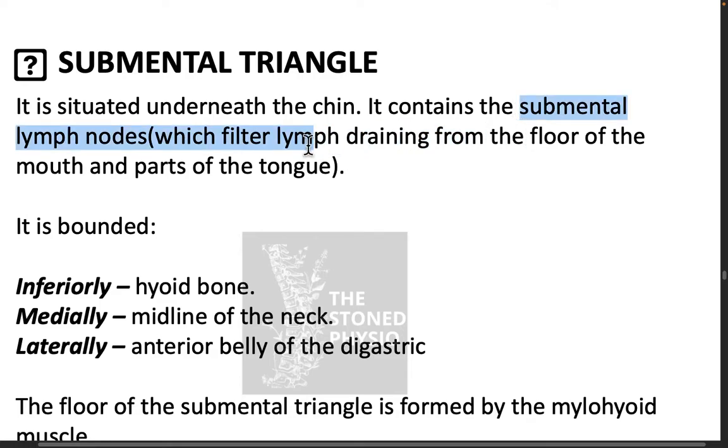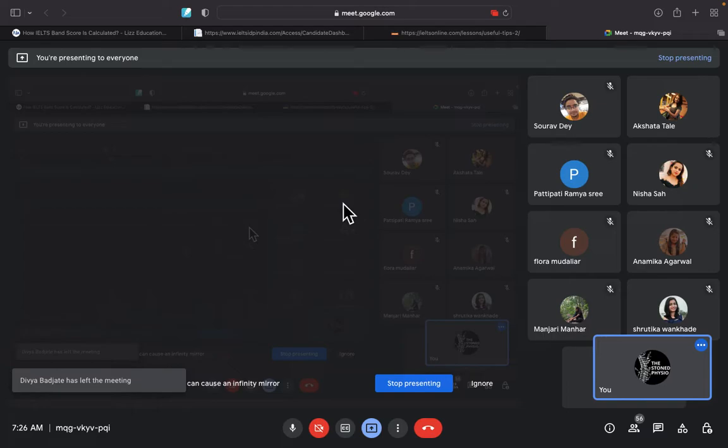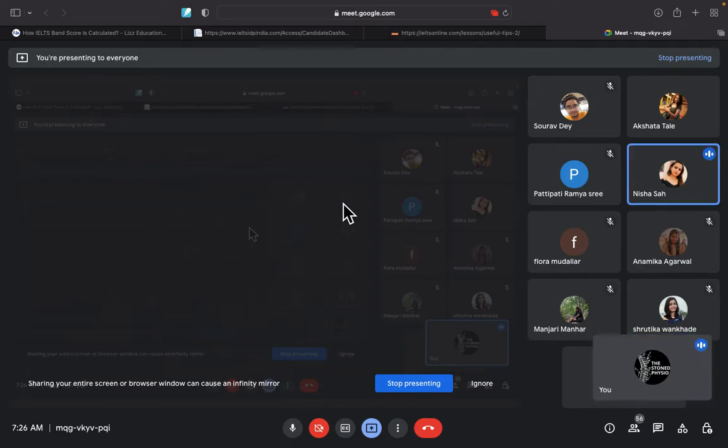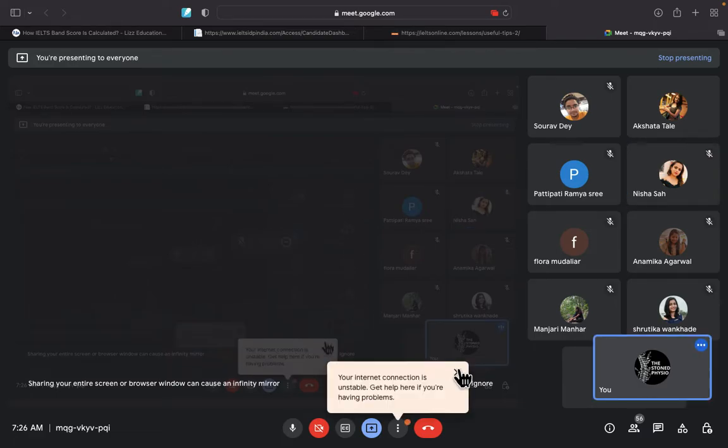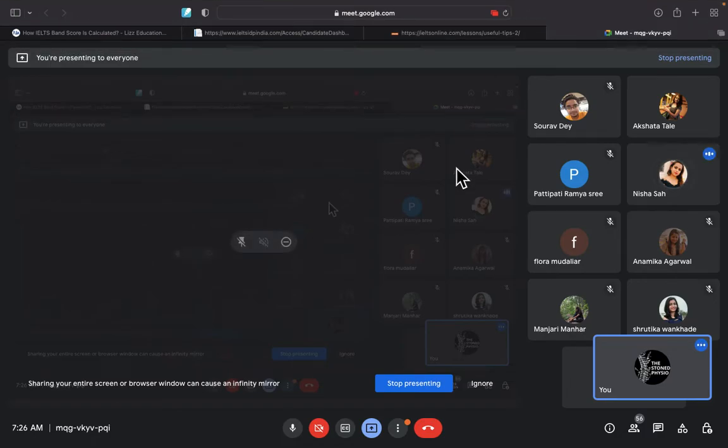Okay, can anyone tell me what lymph nodes are? What are the lymph nodes? We have got a lymphatic system in our body, right? Can anyone tell me what lymph nodes are? Have you heard the name? Basically, these are, you can say, if we have a look at the... Yes Nisha, are you saying something? I hope I am audible to everyone.